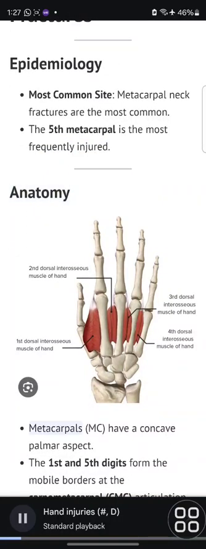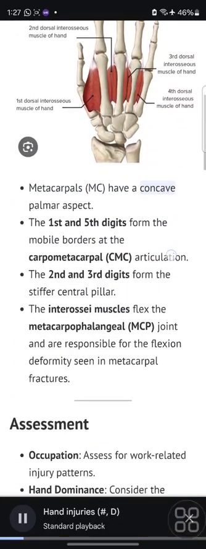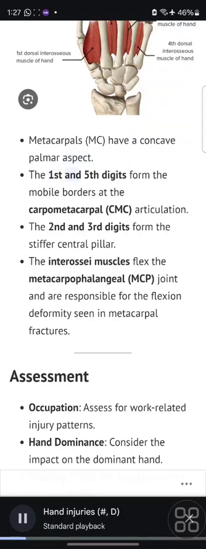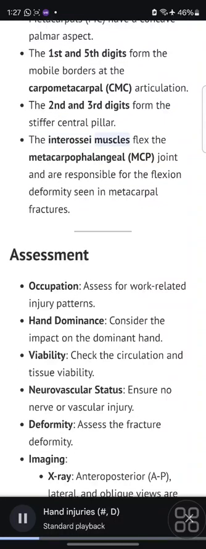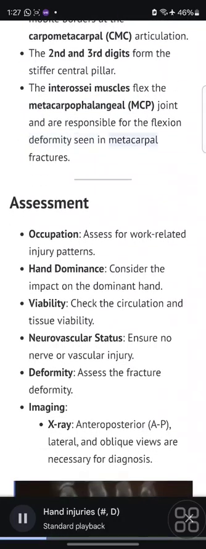Anatomy. Metacarpals, MC, have a concave palmar aspect. The first and fifth digits form the mobile borders at the carpometacarpal, CMC, articulation. The second and third digits form the stiffer central pillar. The interosseous muscles flex the metacarpophalangeal, MCP, joint and are responsible for the flexion deformity seen in metacarpal fractures.